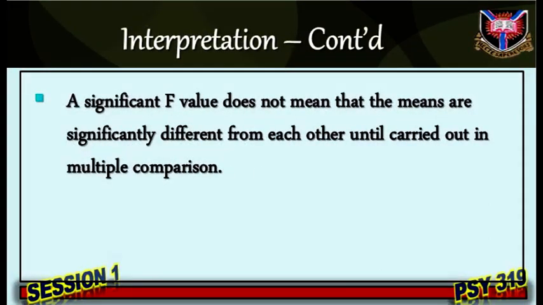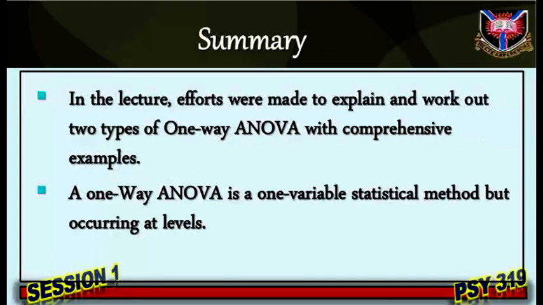A significant F value does not mean that the means are significantly different from each other until multiple comparison is carried out. However, since there is a significant difference, there is a need to compute a statistical procedure called multiple comparisons to know the extent of significant difference in the means. Summary. In this study section, efforts were made to explain and work out two types of one-way ANOVA with comprehensive examples. A one-way ANOVA is a one-variable statistical method but occurring at levels.